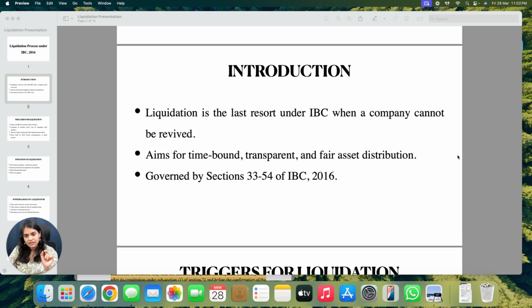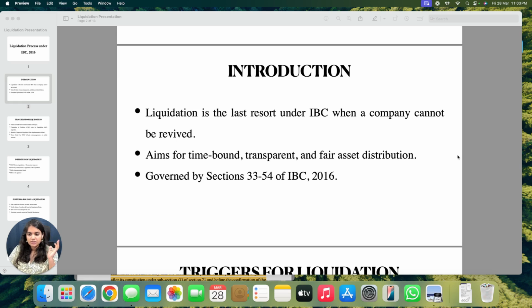But liquidation is also, as everything else in IBC, strictly time bound and a transparent process. It provides for a fair asset distribution. We will look at how the assets are liquidated and how the assets will be distributed amongst various stakeholders. That is a very crucial aspect that IBC has brought in, the waterfall mechanism. We will look at it in the subsequent portions of this lecture and the next.